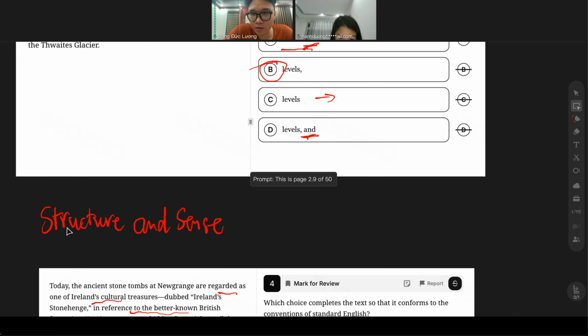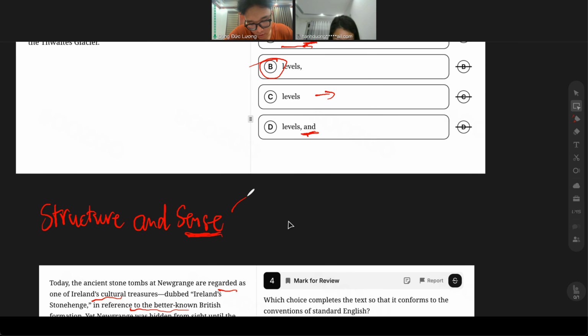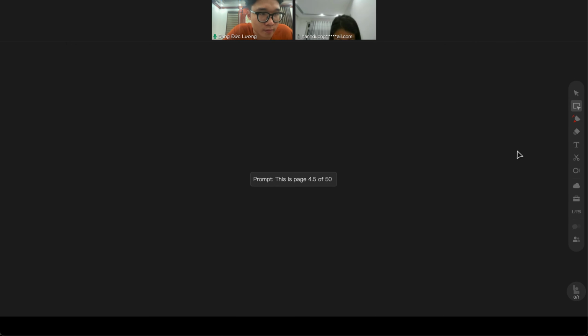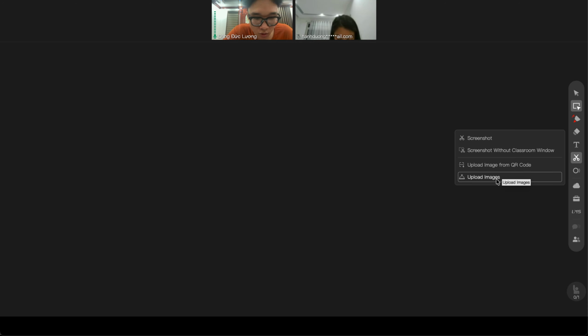So it is called structure and sense. That is why it has a sense here. You will have the meaning. It has to be correct in terms of meaning also, besides the structure. Okay, next. I have to look at that.